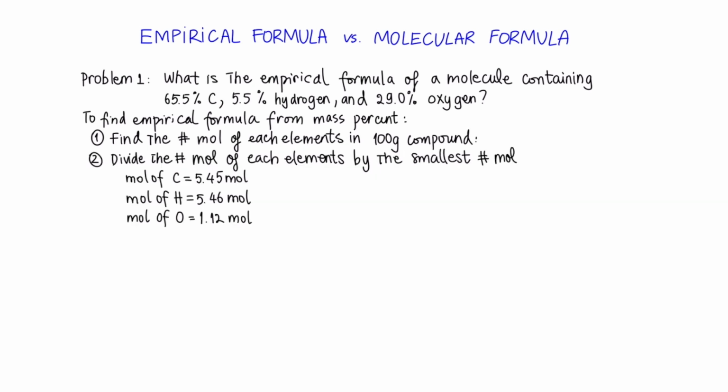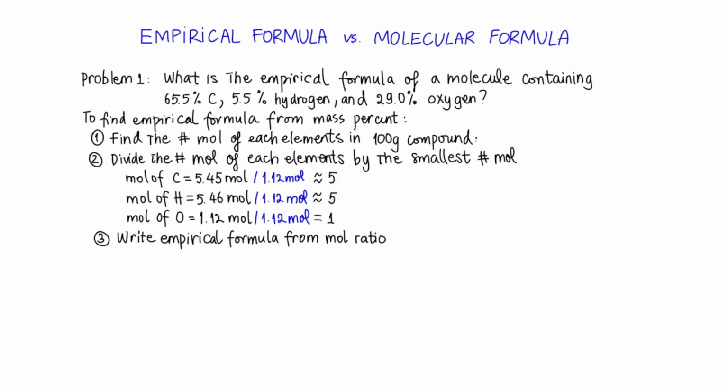In step 2, we need to divide the number of moles of each element by the smallest number of moles. First of all, we need to identify the smallest number of moles among the three numbers of moles that we just calculated. Here we can see that the number of moles of oxygen, 1.12, is the smallest, because it's smaller than 5.45 moles of carbon and 5.46 moles of hydrogen. So once we've identified that, we're just going to divide all of them by 1.12 moles. And that's going to give me the mole ratio of carbon is 5, mole ratio of hydrogen is 5, and mole ratio of oxygen is 1.